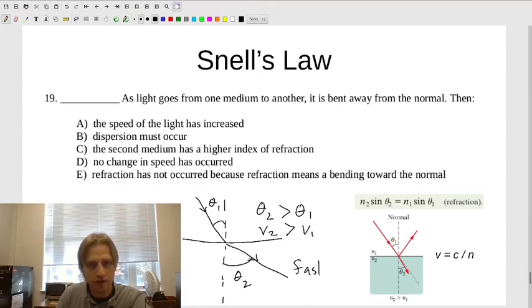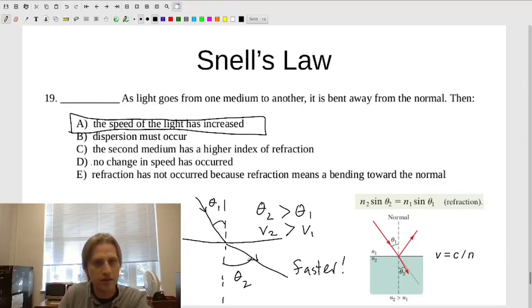This is faster. Okay, so this would be like going from water to air, for instance, something like that. Or people don't like to think about water being up here. How about going from glass into air? You're looking through the sunroof or something like that. Okay, so the speed of light has increased. Yes, it is that.